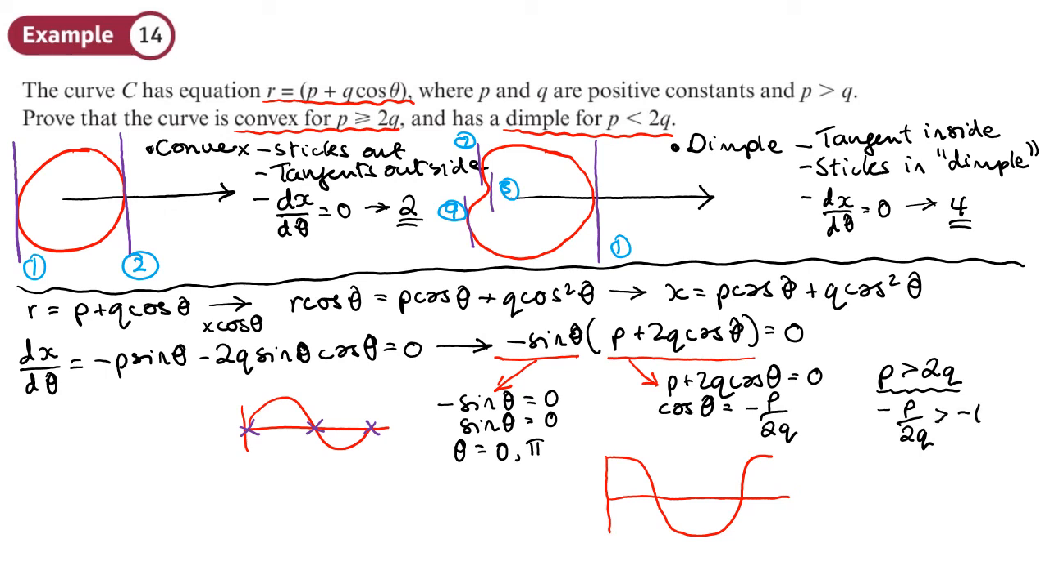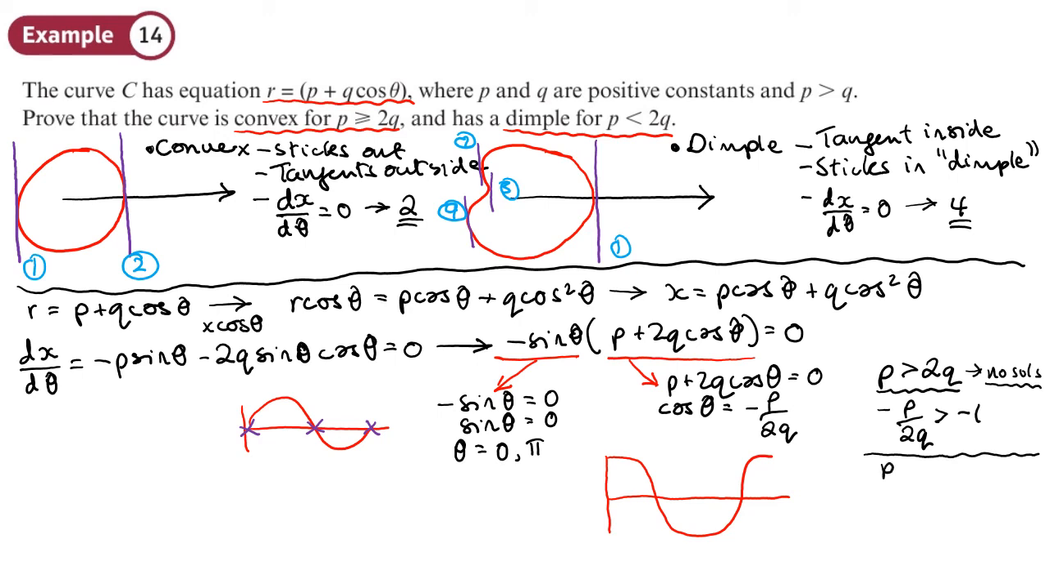Now, that means we're trying to find solutions when we've got a line down here. I suppose we should say less than negative 1, really. So it's going to be lower than negative 1. There are no solutions there. So when p is greater than 2q, we don't get any solutions. So I'll just put no solutions. Okay, we'll come back to that in a minute.